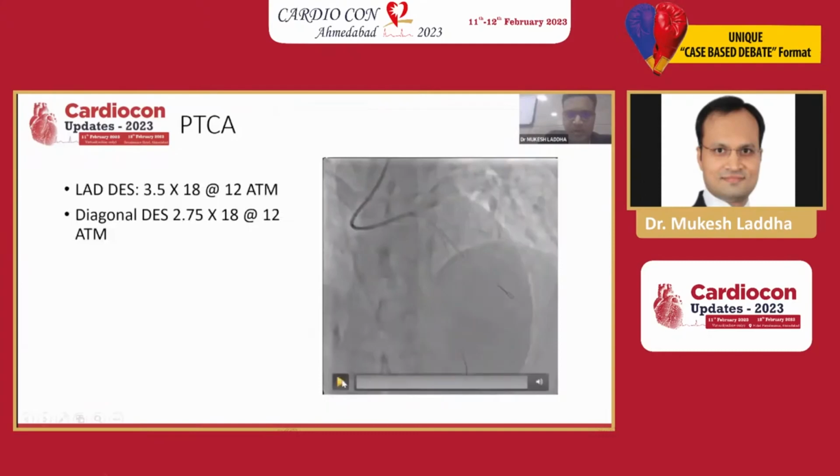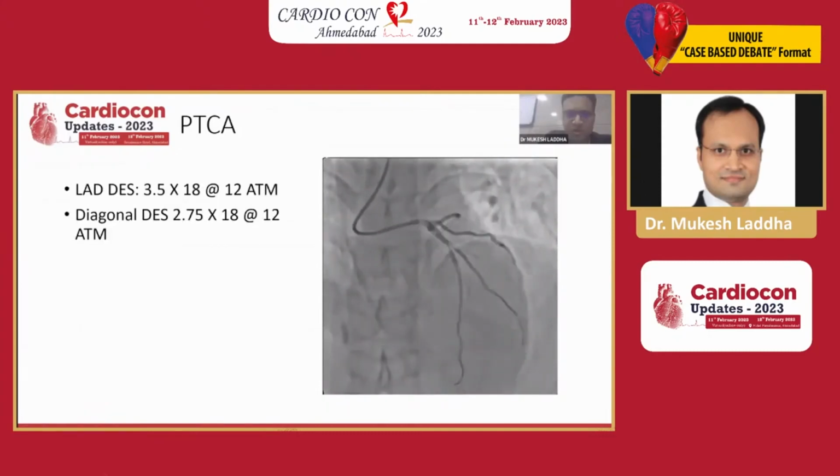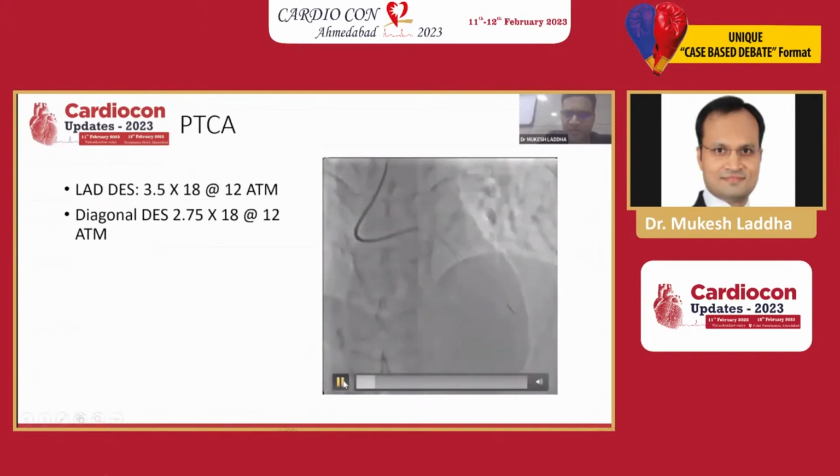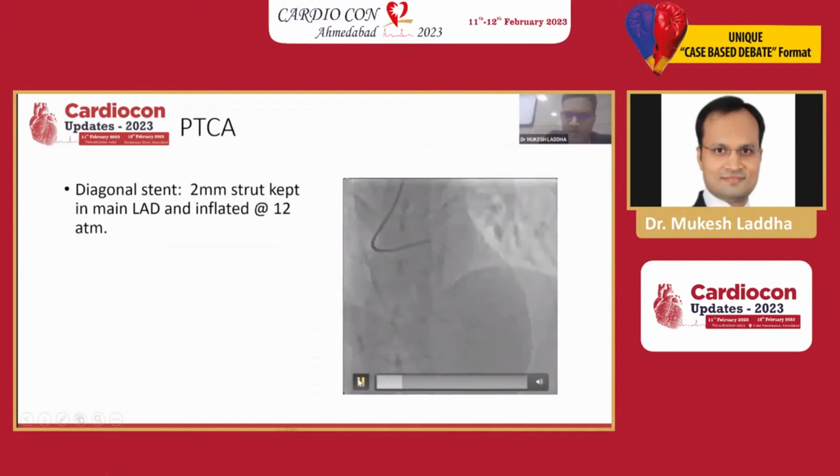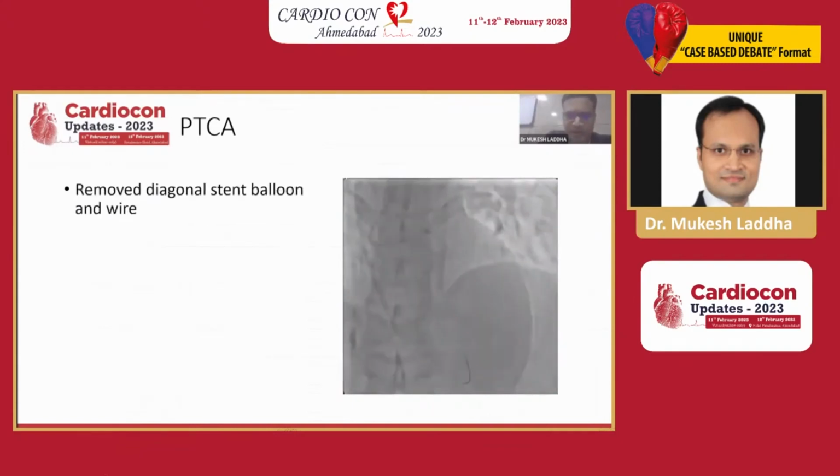Now coming to the important part, I chose two stents, LAD and diagonal, both parked in the respective vessels. The LAD stent was 3.5 into 18 size, and the diagonal was 2.75 into 18 mm. Now, first I deployed the diagonal stent. I kept a 2 mm stub inside the main vessel in the LAD and deployed the diagonal stent at 12 atmosphere. After that, I removed the diagonal stent balloon and wire altogether. Now I have seen that there was no edge dissection or any perforation in the stented vessel.